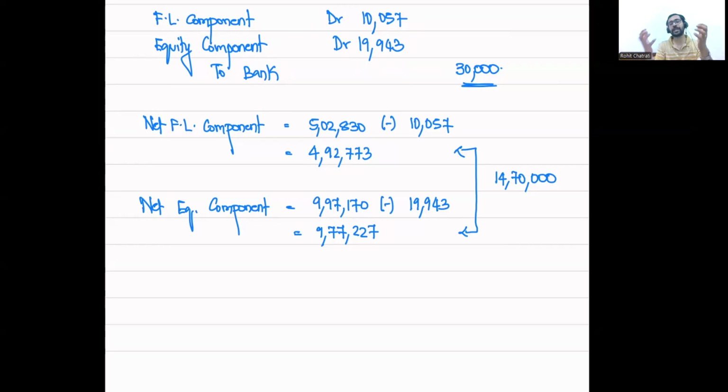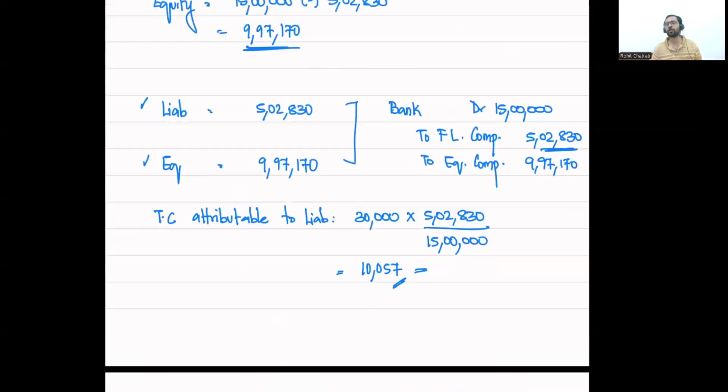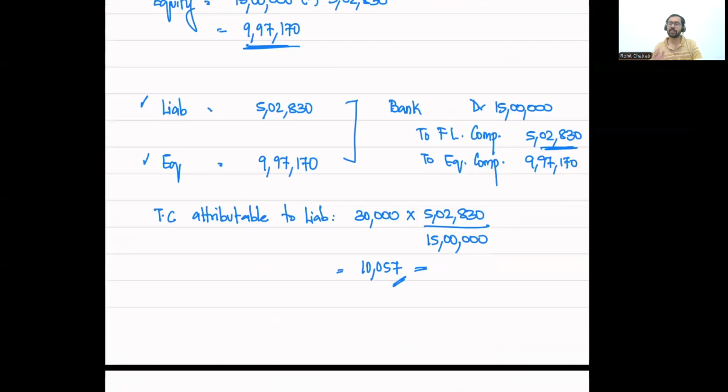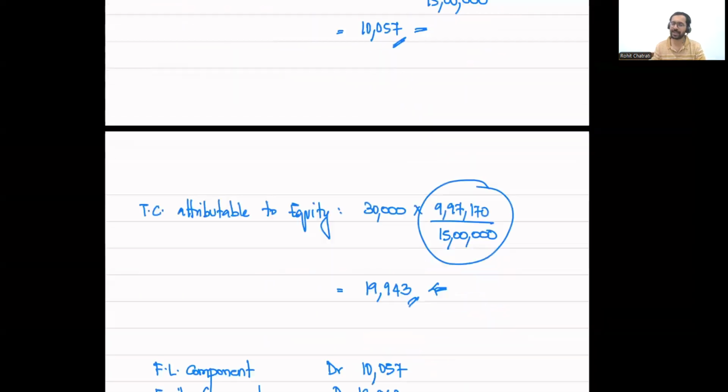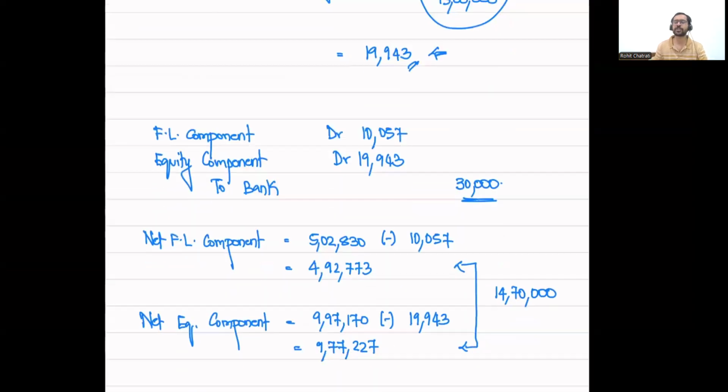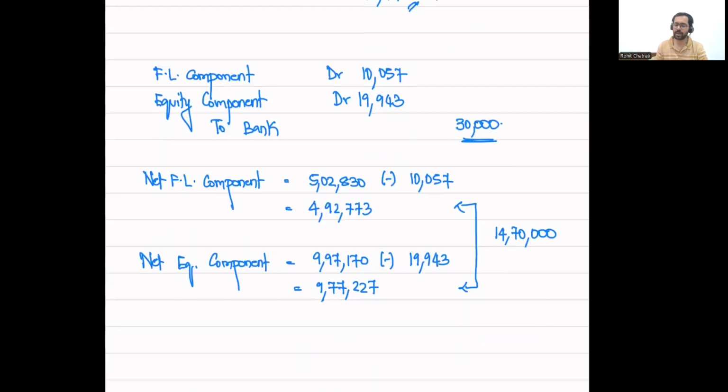So first we take the total proceeds of 15 lakhs and calculate the financial liability component and equity component, and then we attribute the transaction cost to both the liability component and equity component, and the net financial liability and net equity component is arrived at. This is as of day one. All these journal entries are as on the 1st of April 2021, at the time of issuing the preference shares.